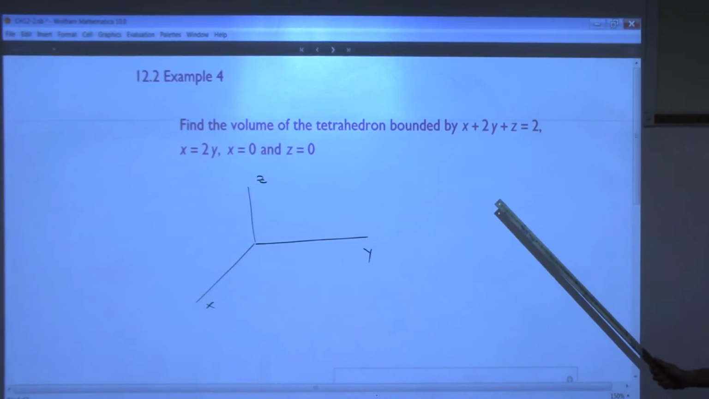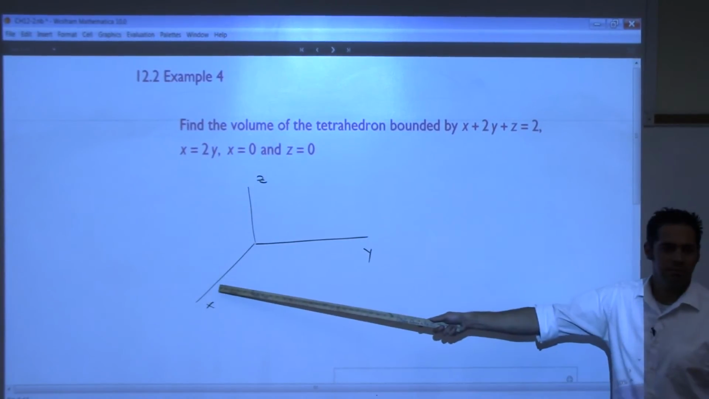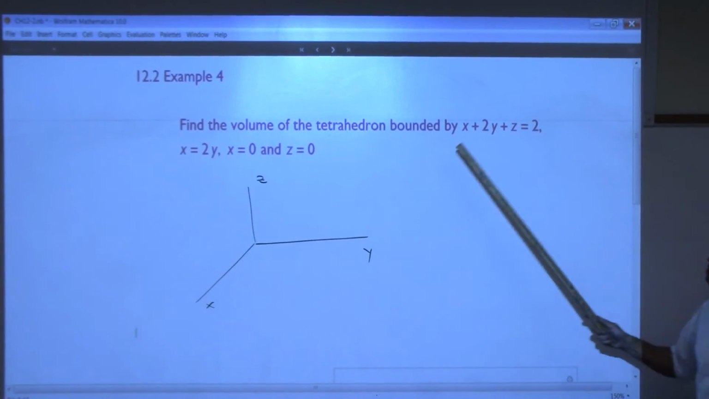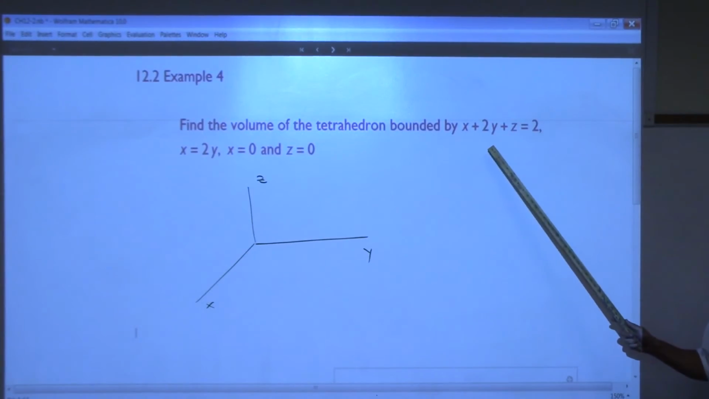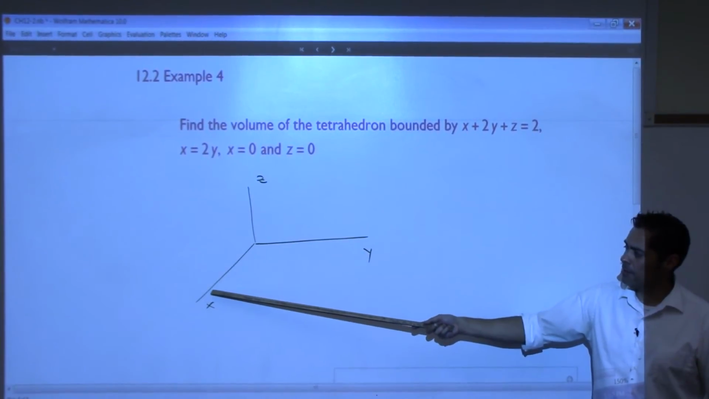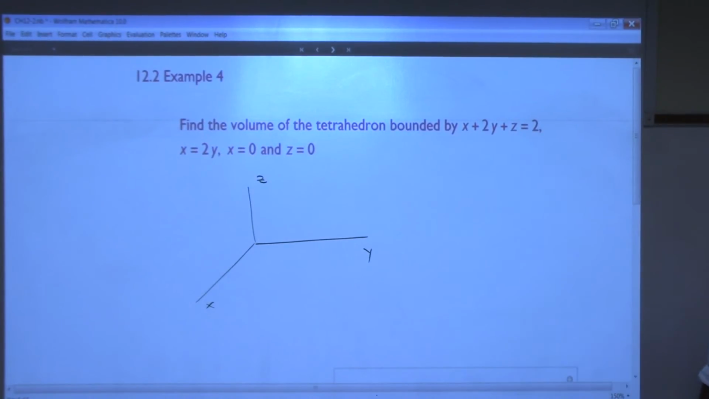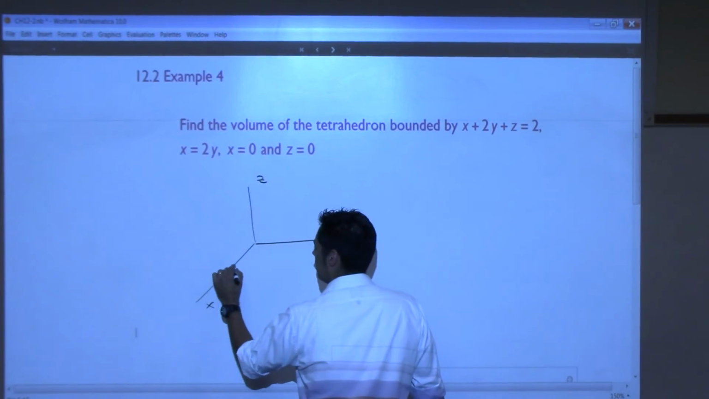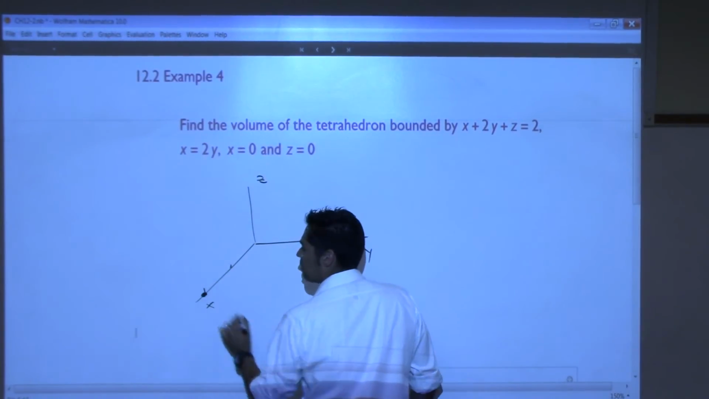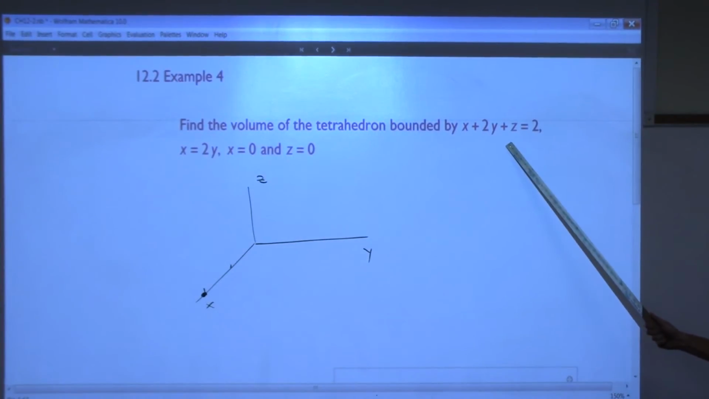All right, let me try and find if this plane hits the x-axis. Does this plane hit the x-axis? If so, where? So if you're on the x-axis, what's your y-coordinate? What's your z-coordinate? So if y and z are both 0, what's x? 2. So do you agree I would be out here too? That point lives on the plane? Agreed?